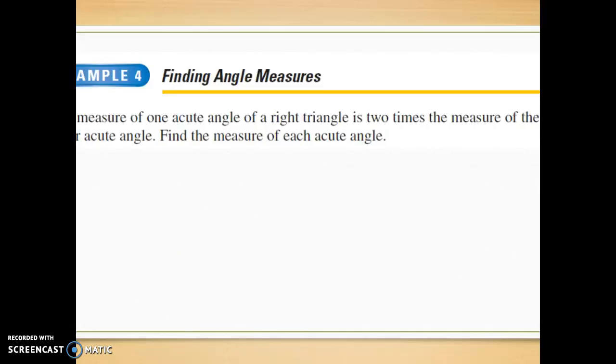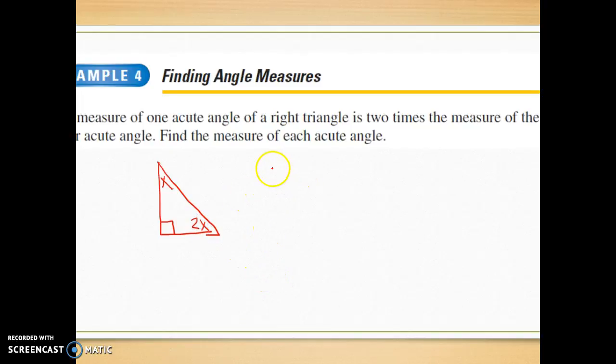The measure of one acute angle of a right triangle is 2 times the measure of the other acute angle. Find the measure of each acute angle. So we have a right triangle, and it says one of them is 2 times the other. Let's call the first one x, because we don't know what it is. If that one's x and the other is twice that one, then the other one would be 2x.